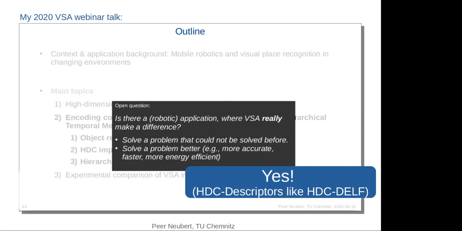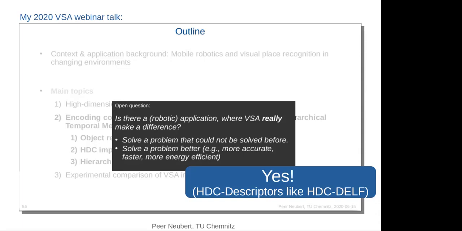And one particular instance will be HTC Delve. And I will talk about this in depth later on. So from the VSA perspective, those HTC descriptors, and in particular this HTC Delve, is very simple. But for the computer vision or robotics task, this application where we apply it to, it makes a huge difference.